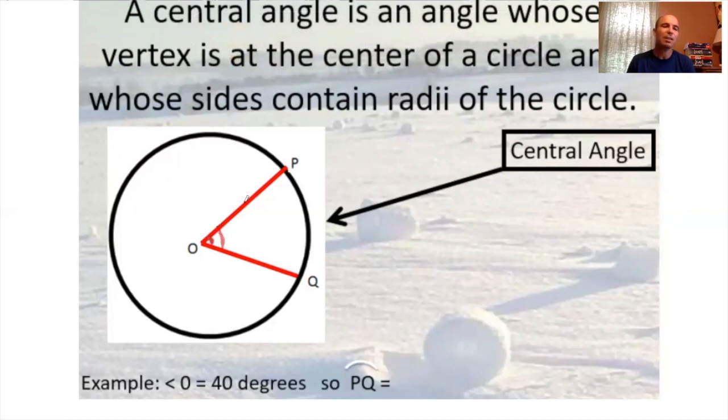A little tip is that if this angle, in this case, is 40 degrees, the arc will also be 40 degrees. It makes a lot of sense, right? Because all the degrees in a circle add up to, excuse me, I said 180, all the degrees in a circle add up to 360. All the arcs in a circle add up to 360. So it makes so much sense that the central angle and the arc would be the same measurement.